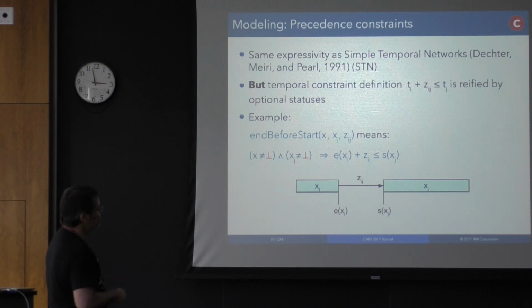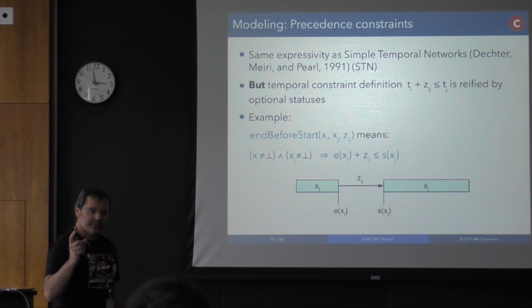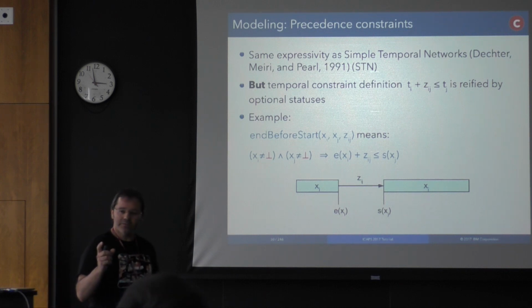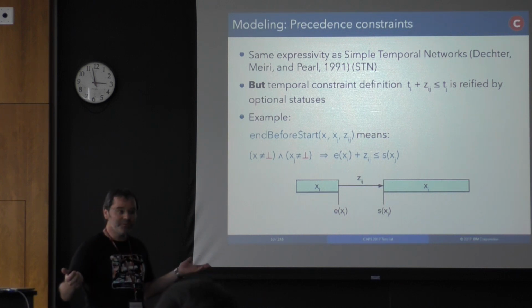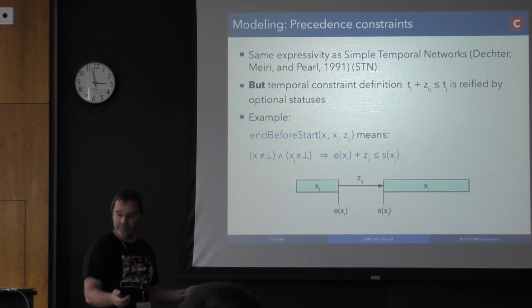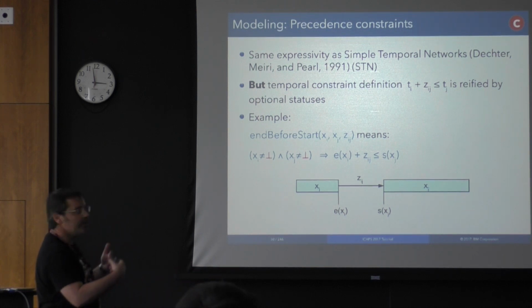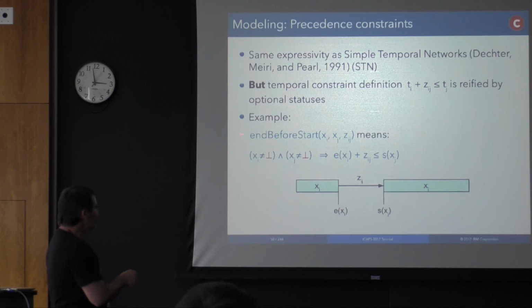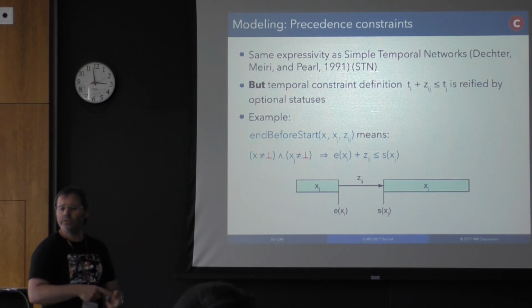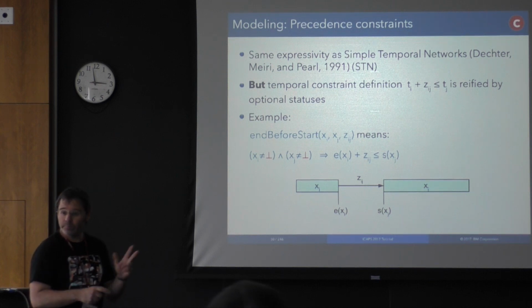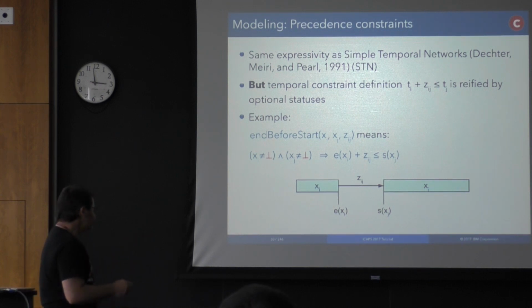You can model this type of constraint with some delay, but interval variables can be optional, so you have to handle what happens when the interval is optional and it is absent. This is why I say that it is a simple temporal network, but it is reified by the optionality statuses. So, for instance, we have a constraint endBeforeStart(x, y, z), x and y are two interval variables, and z is a delay. It can be a constant, an expression, an integer decision variable, or whatever.